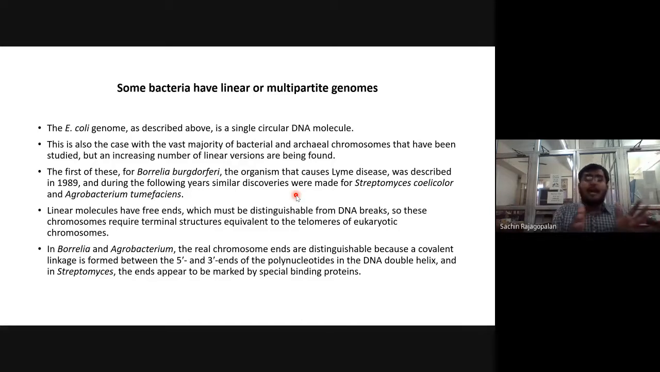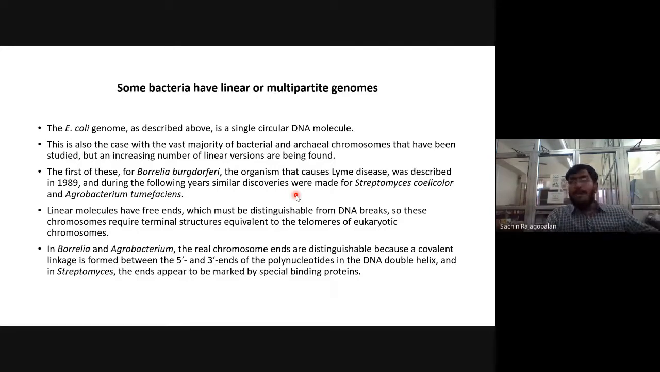In Borrelia and Agrobacterium, the chromosome ends, you can distinguish them because a covalent linkage is formed between the 5' and 3' ends of polynucleotides in the DNA double helix, which is not normally seen in the case of a circular chromosome. So a covalent linkage is being formed between the 5' and 3' ends of the double helix. So that tells you that इनका structure ही ऐसा है, ये टूट के नहीं बना है.